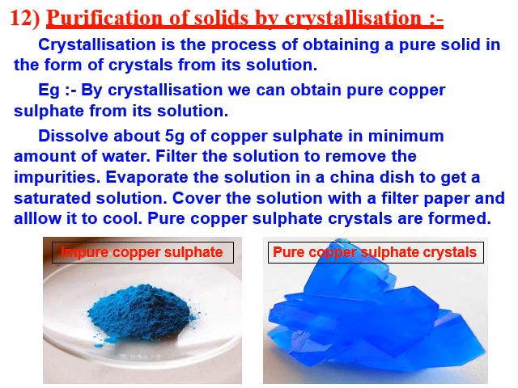What we have to do is dissolve 5 gram of copper sulfate in a minimum amount of water. Filter the solution to remove the impurities. Now evaporate the solution in a china dish to get a saturated solution. Cover the solution with filter paper and allow it to cool. Pure copper sulfate crystals are formed.